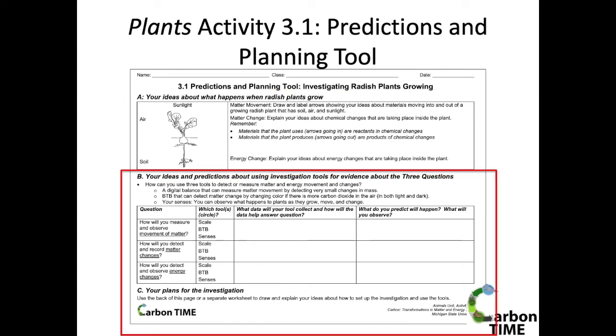Students are prompted to consider how key tools, including digital balances and bromothymol blue, which changes color in the presence of carbon dioxide, can help them detect changes in matter and energy. They use this thinking to design investigations. They'll explore what happens when plants and BTB are in a closed container overnight, in the light and the dark. And they'll explore growing, drying, and massing radish plants.